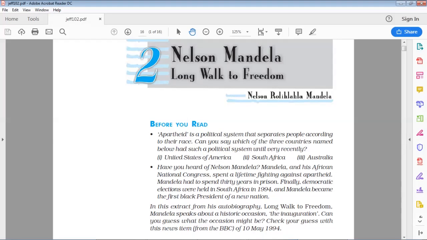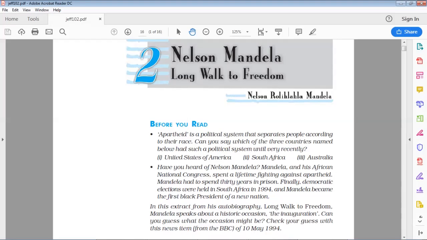Finally, democratic elections were held in South Africa in 1994, and Mandela became the first black president of the new nation. On 10th May 1994, they got freedom, and he gave an inauguration speech on it that we are going to read in this chapter. This extract from his autobiography, Long Walk to Freedom, means how they got freedom. It was a very long way to go to achieve the freedom.